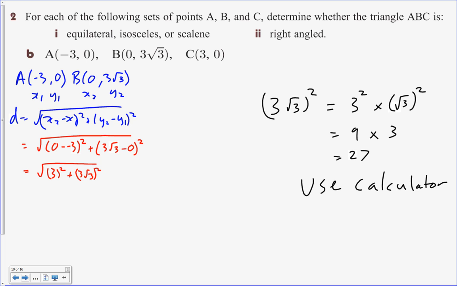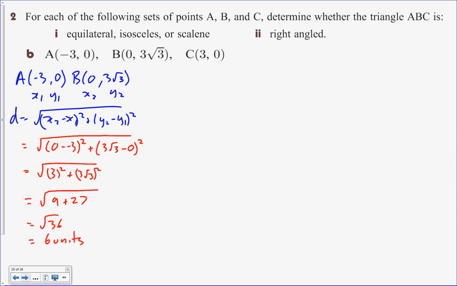Okay, but this could be quite the area that you'll get a non-calculator question for. So here we're going to write that as square root 9 plus 27, so equals square root 36, so equals 6 units. Let's remove that. So next, let's just put a little line down here.